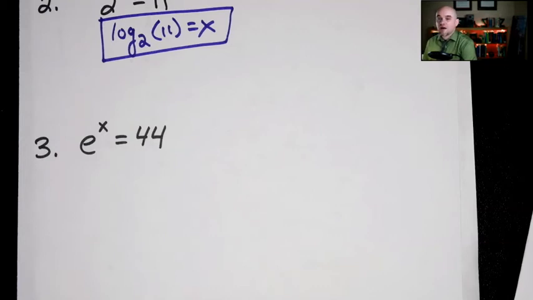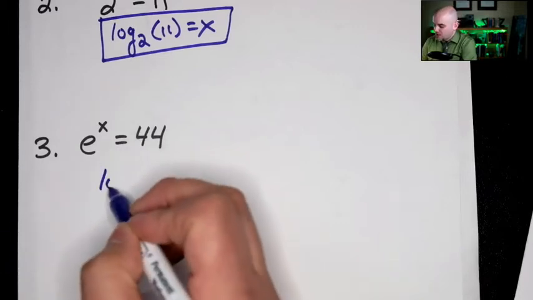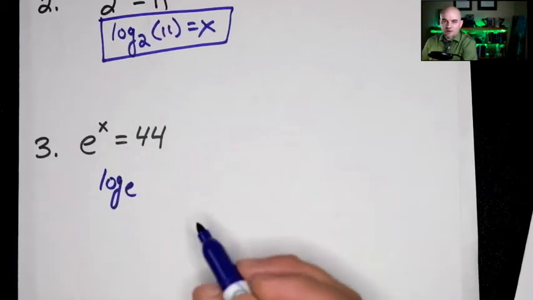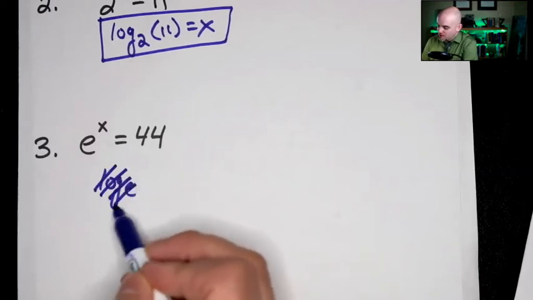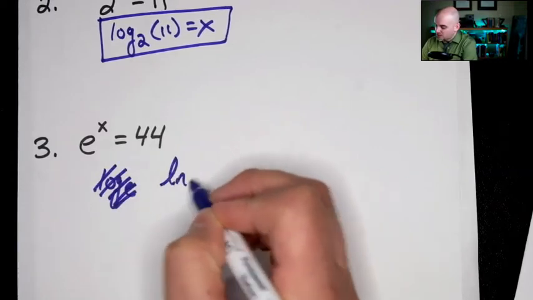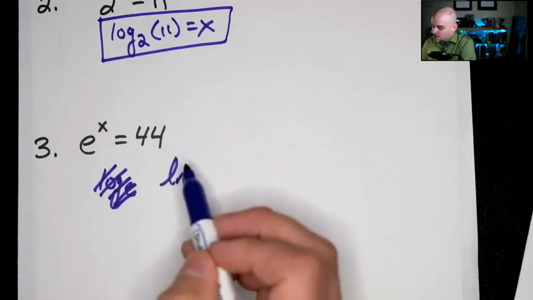We want to get e by itself. Let's put it in logarithmic form. What is log base e? Do we write out log e? No, we don't write out log e. That sounds weird, doesn't it? We say natural log like a mathematician would. So that is the same thing.